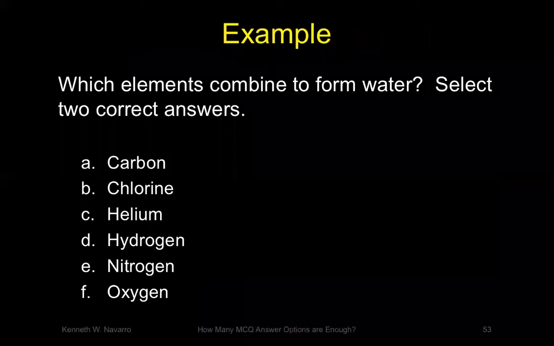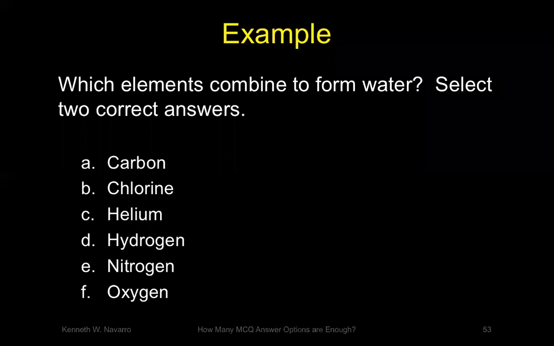All right, so let me give you an example. So here's an example of a technology enhanced item. Again, remember that it is going to be administered on a computer. Which elements combine to form water, and select 2 correct answers. So the reason that this is called a technology enhanced item is because this works really, really well when you can put this on a computer. You can actually do this on a paper-based test as well, but you start to get limited in what you can actually do if you still are giving traditional paper-based exams.